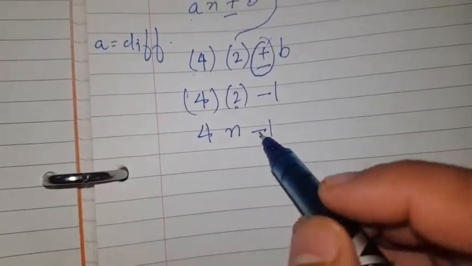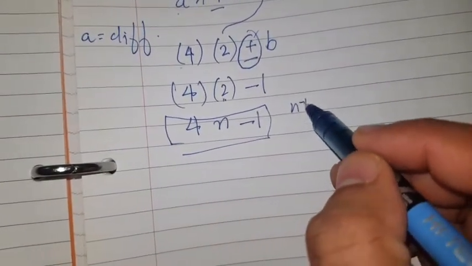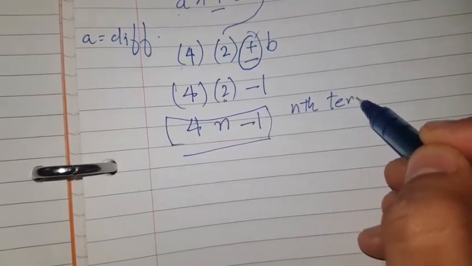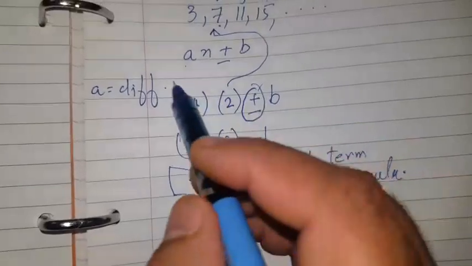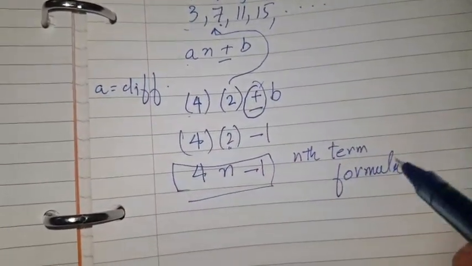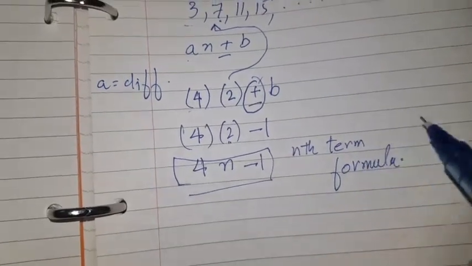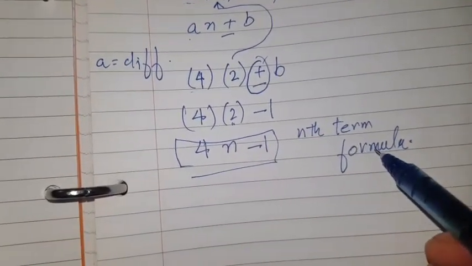So here, this is my nth term formula. Now if I get this question in the exam saying that this is the sequence, generate the nth term formula, I will generate it like this. Remember that if they say generate the nth term formula, I will generate it like this.